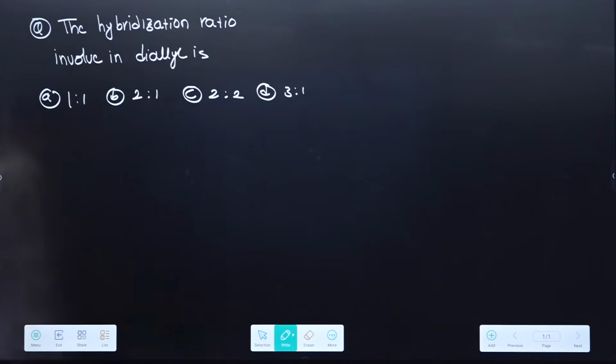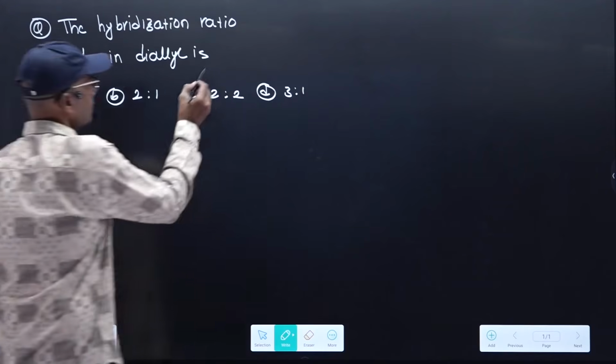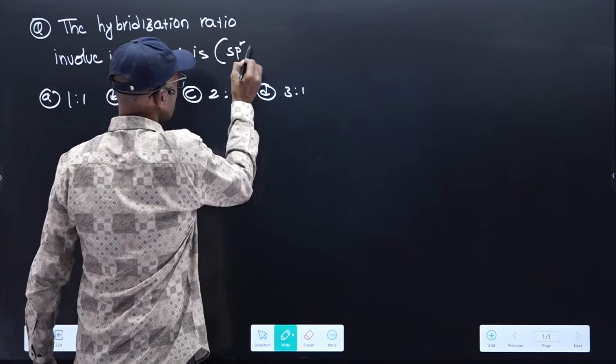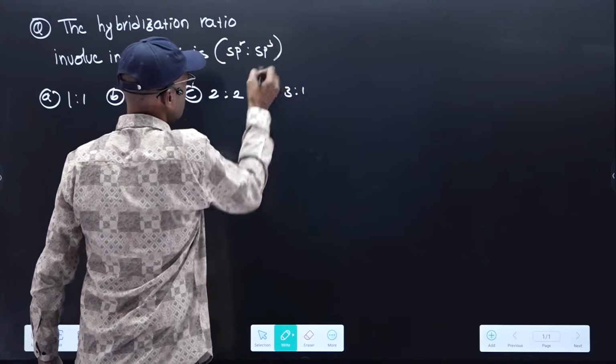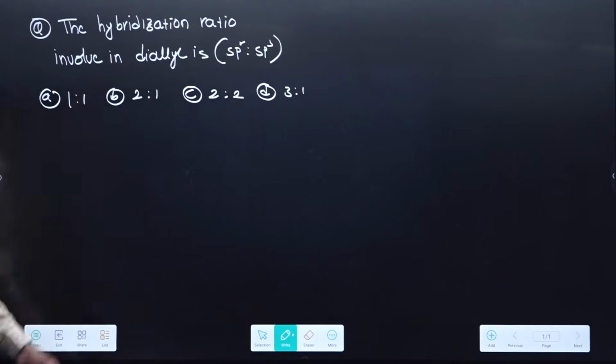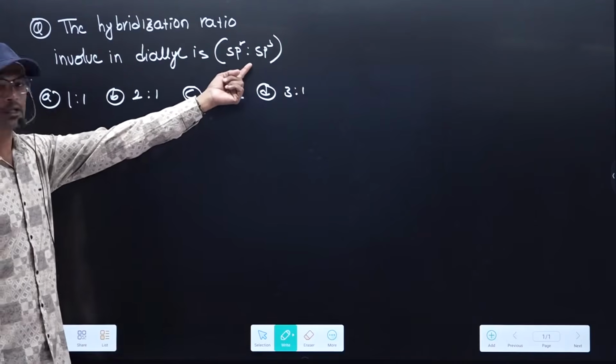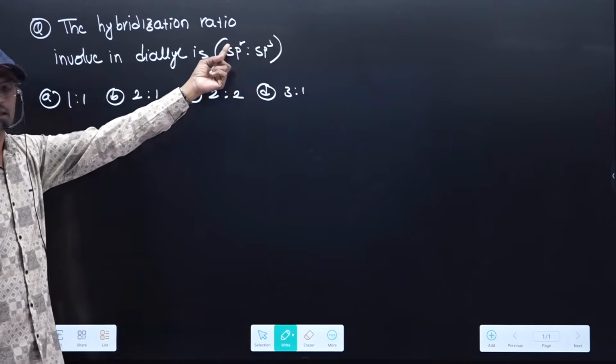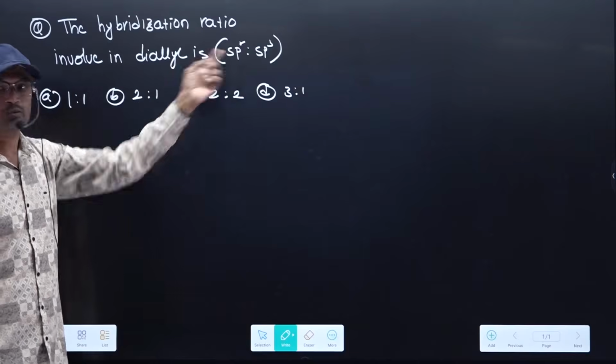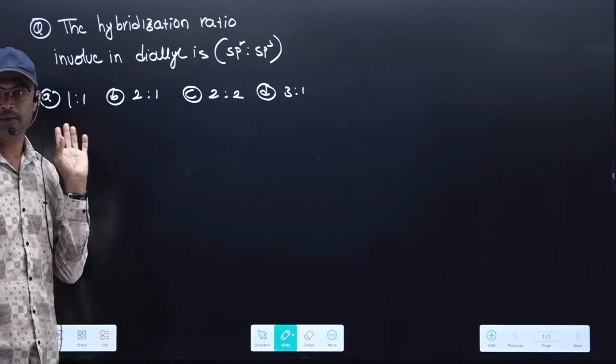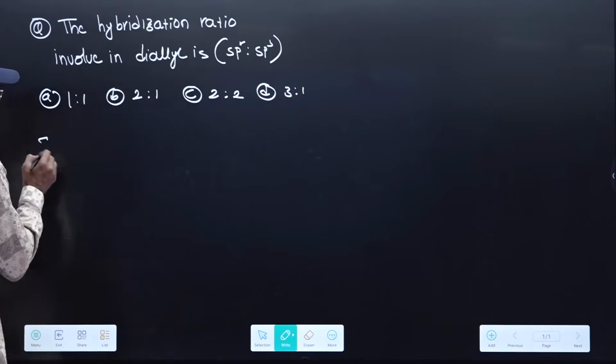Diallyl carbons are given, the diallyl skeleton. So you need to find out the hybridization of sp2 carbon as well as sp3 carbon. Here I am clearly mentioning sp2 as well as sp3. This is the hybridization ratio you need to calculate. So in this diallyl, sp2 and sp3 carbons are present. What is the hybridization ratio involved in this one? The sp2 to sp3 ratio we need to find. Okay, so what is a diallyl here?